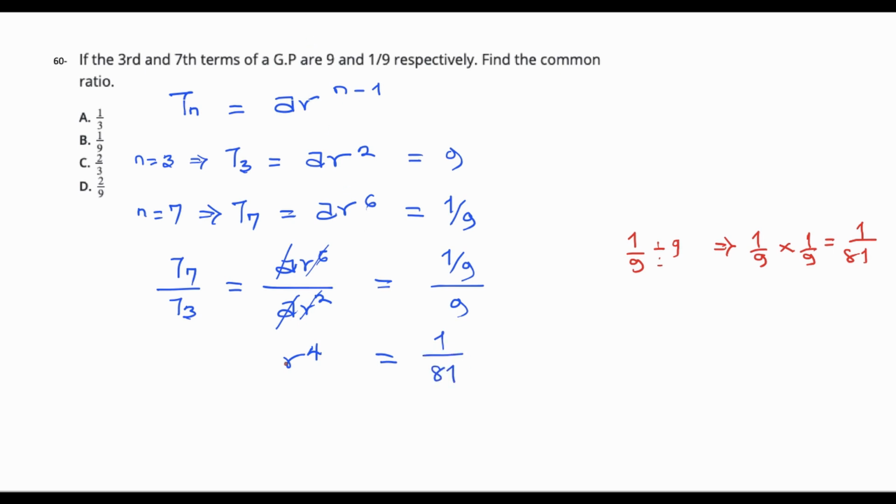So to make R the subject of the formula here, all we have to do is find the fourth root of both sides of this equation. If we do that, this will cancel out the power of 4 here to leave us with R. And the fourth root of 1 is still 1, and the fourth root of 81 is equal to 3. So R, which is our common ratio, is equal to 1 over 3. So our answer here is A.